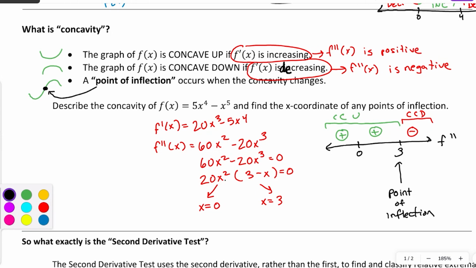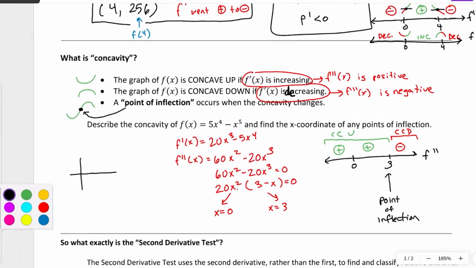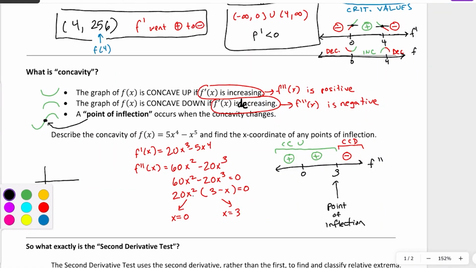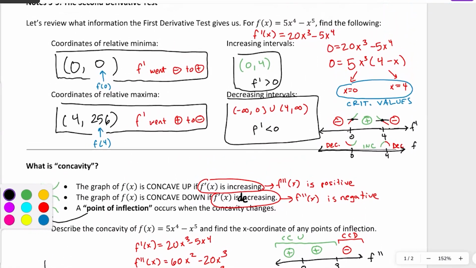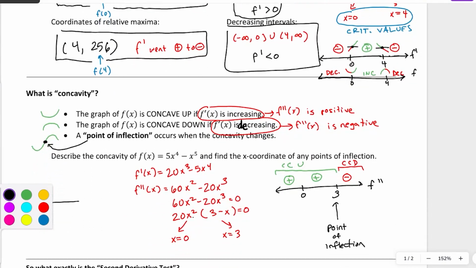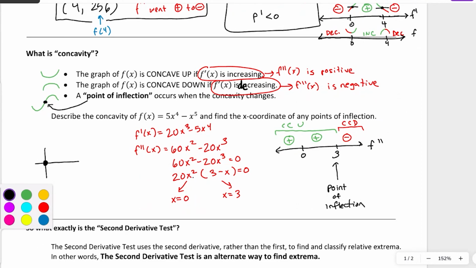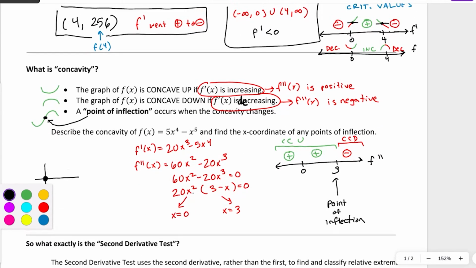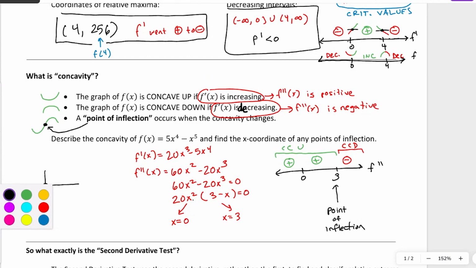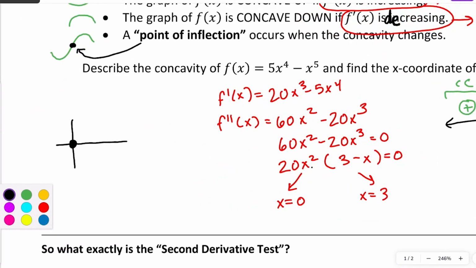So let's see what kind of information do we know about f. So here's my graph. Let's go back to what we know about the first derivative test. Okay, we know we have a relative minimum at 0, 0. Right, so we know we have a point here. We know we have a relative maximum at 4, 256. So this is obviously not going to be to scale, but I'll put 4 here and 256 up here.